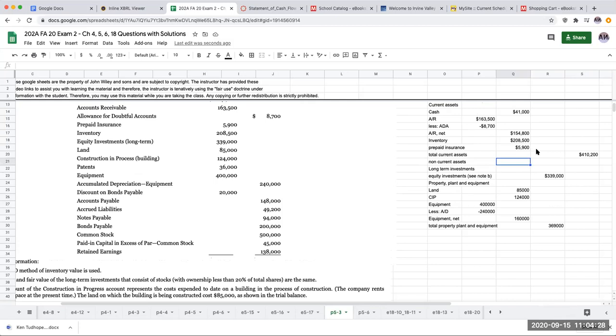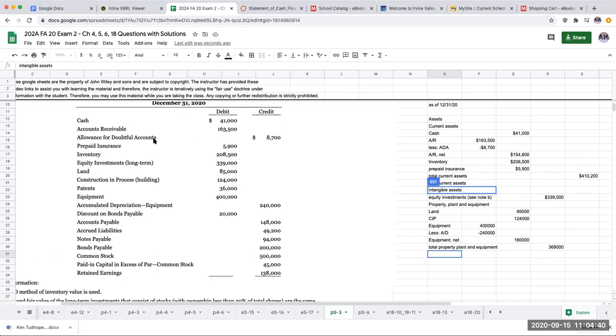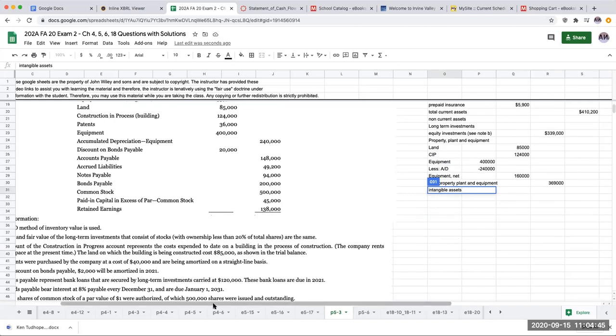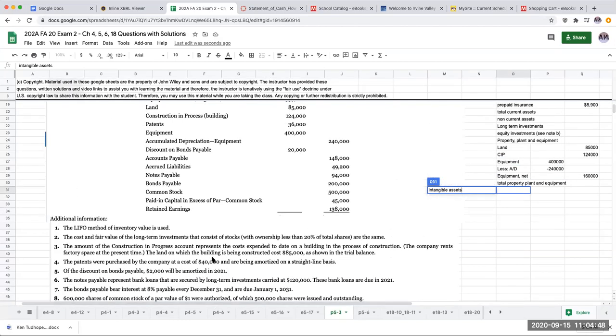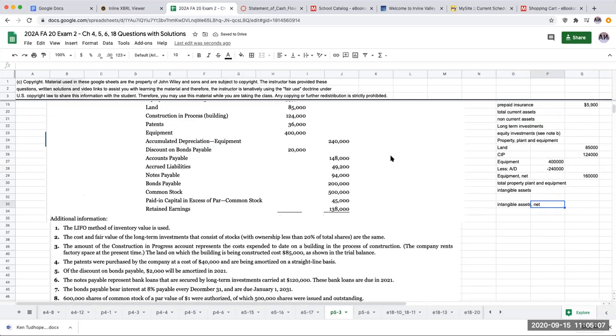Okay. So now I come down over here to my intangible assets. For my intangible assets, I had a total over here of patents of 36,000. And over here, it tells us that the patents were purchased by the company at a cost of 40,000 and are being amortized on a straight line basis. So you could do something like this. So the intangible assets net amount is at 36,000.